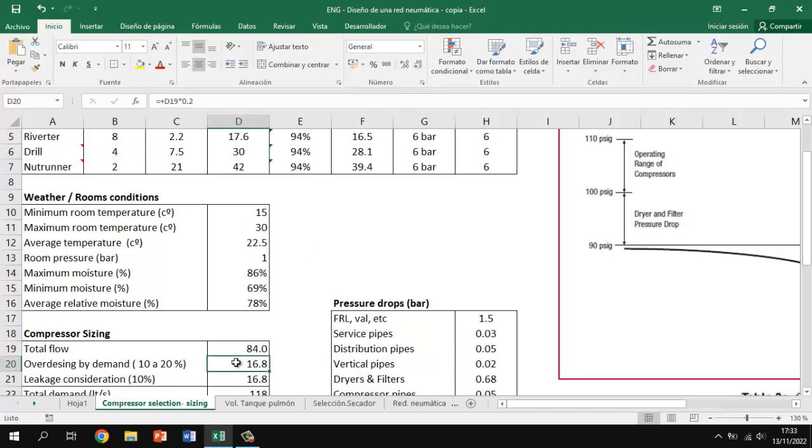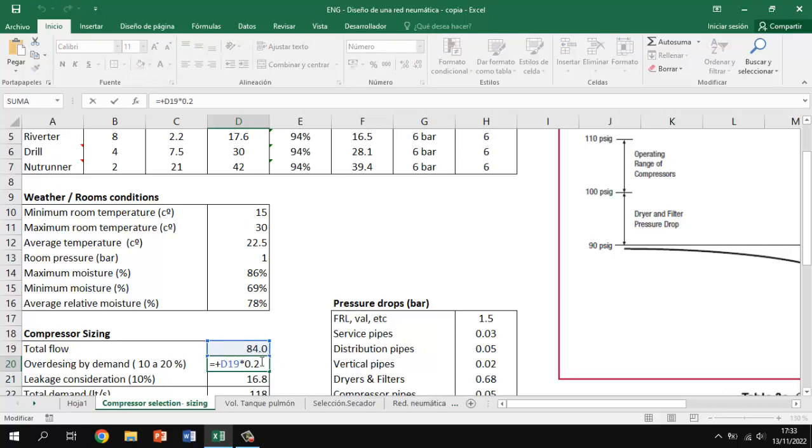So in this case, I decide depending on the situation for which you want this pneumatic system or the factory. Imagine that you are assembling, and in the future now I don't want one assembly line, I want two or three. So that's something that you should know so as not to buy a compressor again. So in this case, I consider 20% of over designing of the total flow.